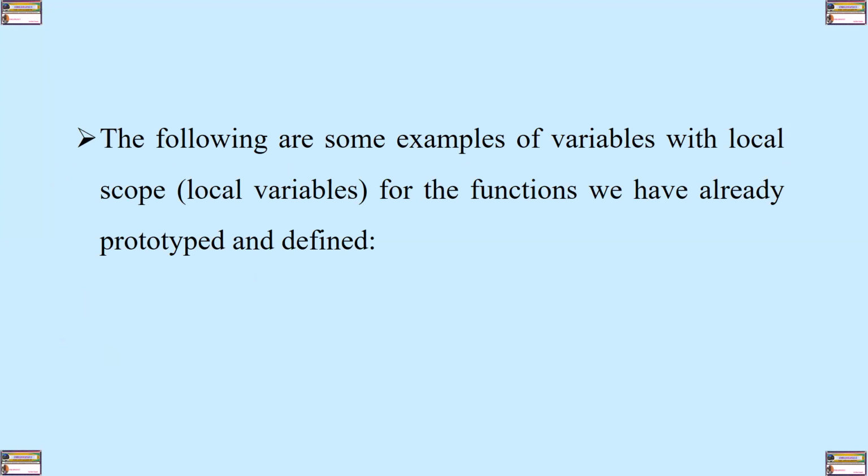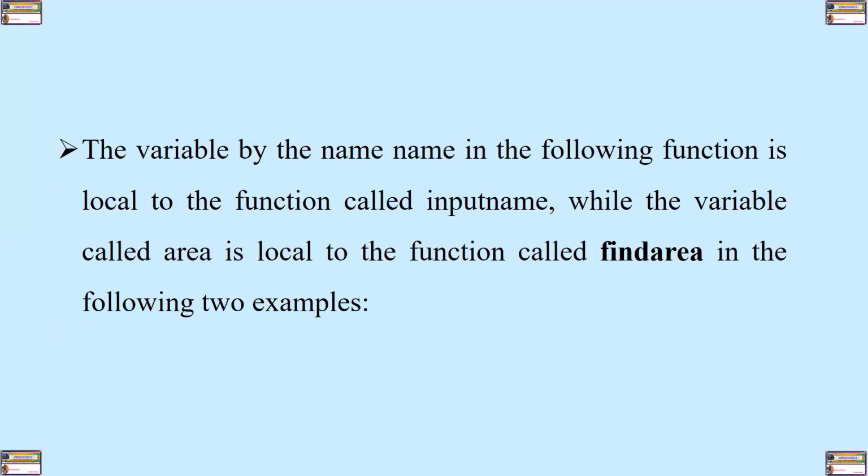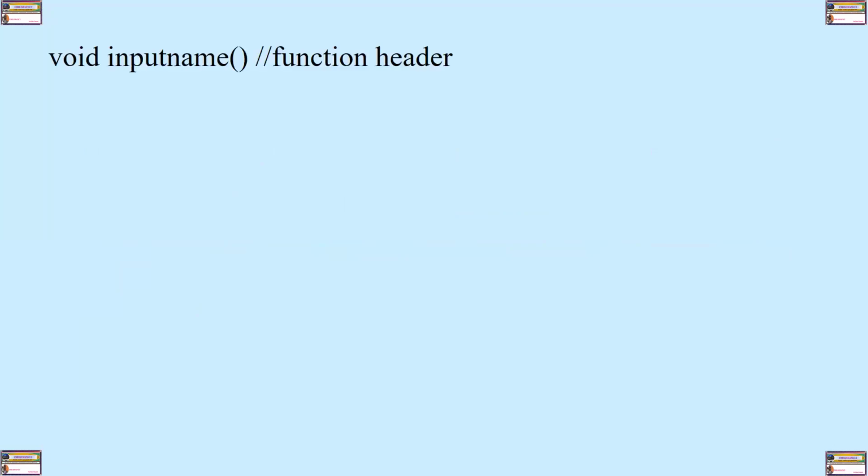The following are some examples of variables with local scope, that is, local variables, for the functions that we have already prototyped and defined. The variable called name in the following function is local to the function called input name, and the variable called area is local to the function called find area in the following two examples.